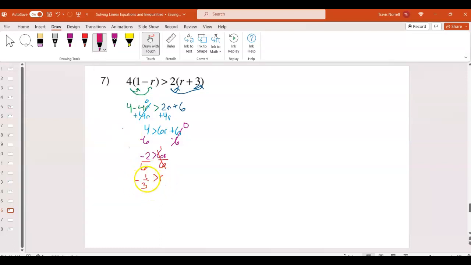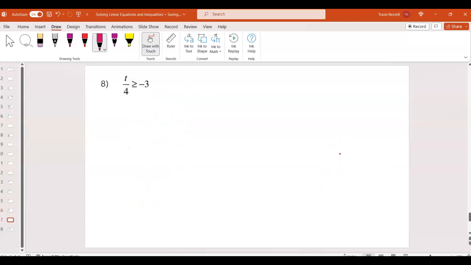So we could say that negative 1/3 is greater than r, or we could say that r is less than negative 1/3. Either way, notice that the point is pointed to the r. The point is pointed to the r. The big mouth is open to the negative 1/3 in both of these answer choices. And I think that one's pretty easy compared to what you've been doing.